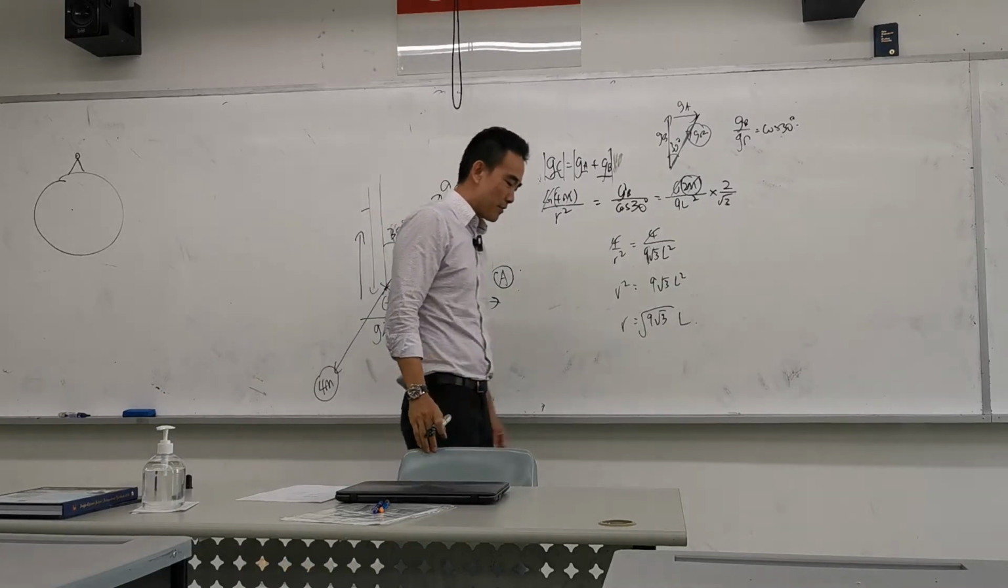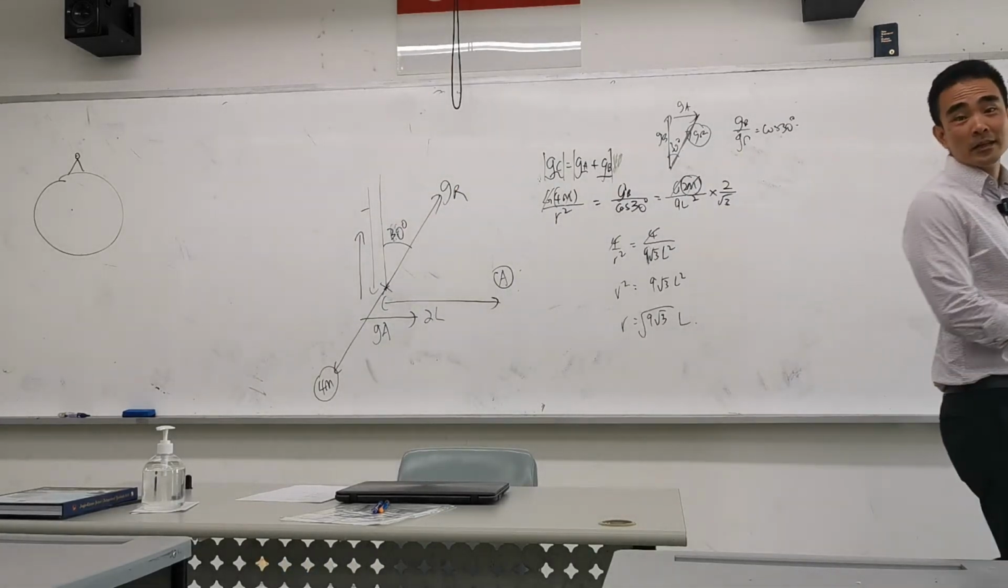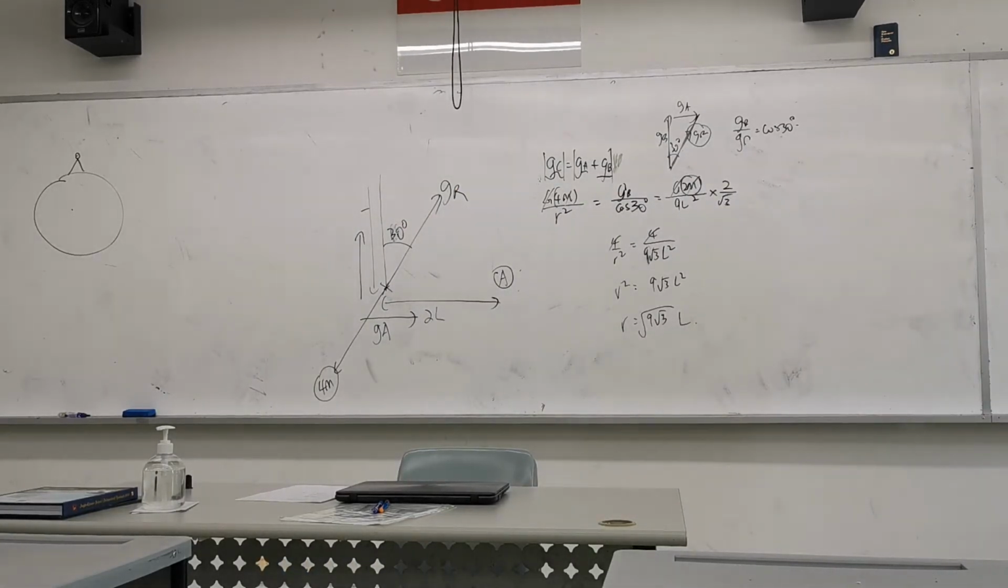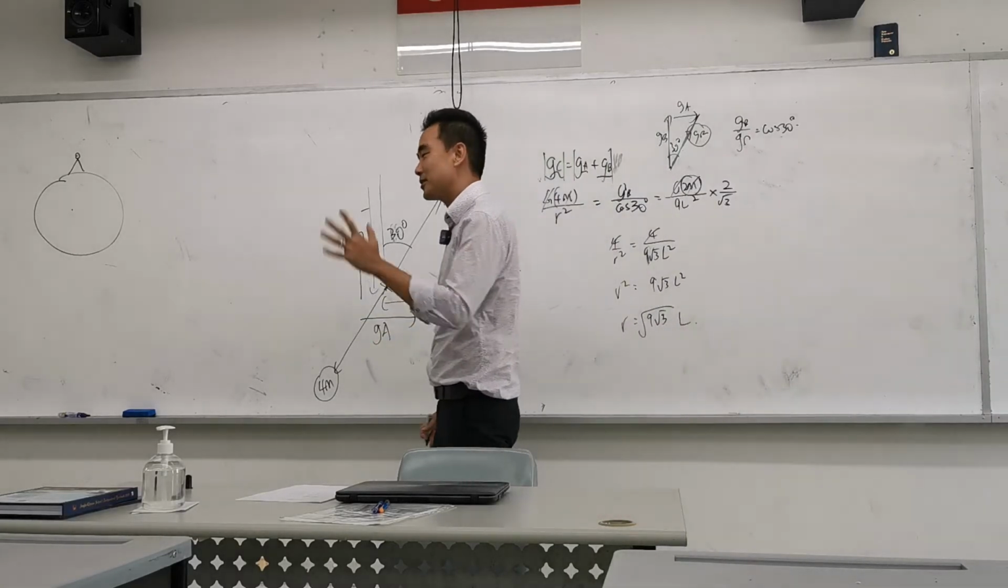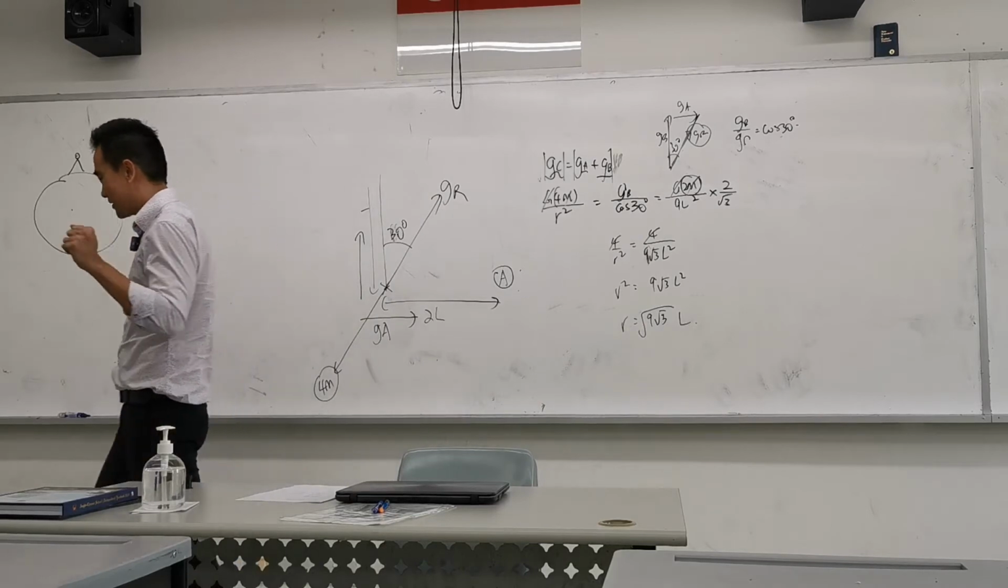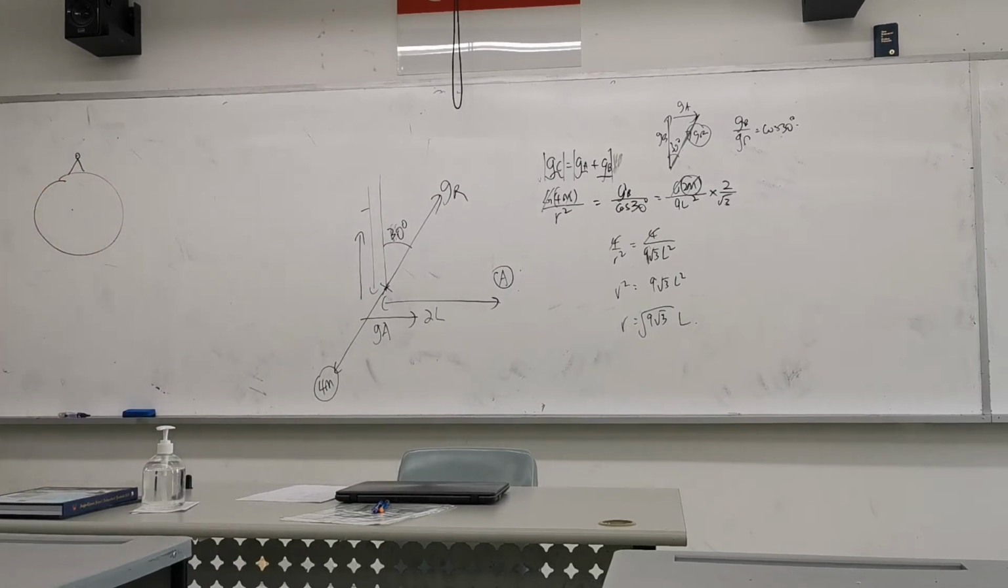We need to get the picture right before we go through the math. Everyone comfortable? Remember, whenever you see a question, don't lose sight of what concept it is testing. This is testing on Gm over R square and vector sum. So don't lose sight of the concept.